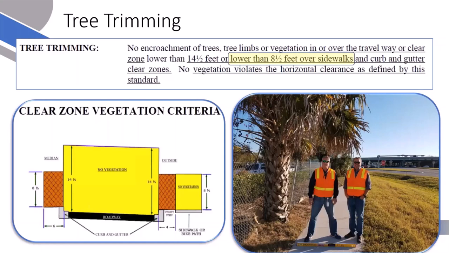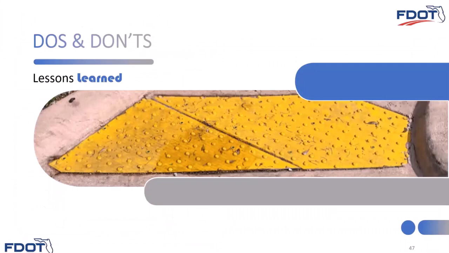Okay, I mentioned earlier that there were two different vertical clearance requirements. The first one we spoke about was 7 feet to fixed objects. Well, this one is 8.5 feet to vegetation. So 7 feet for fixed objects and 8.5 to vegetation.